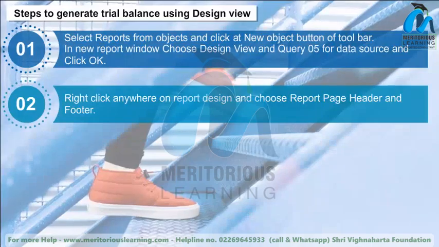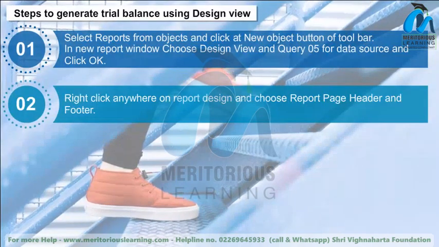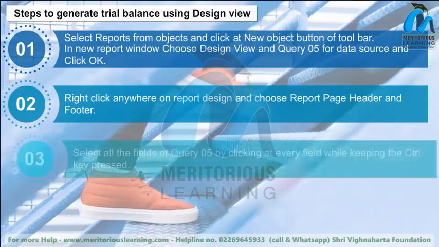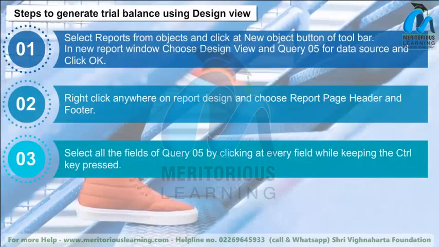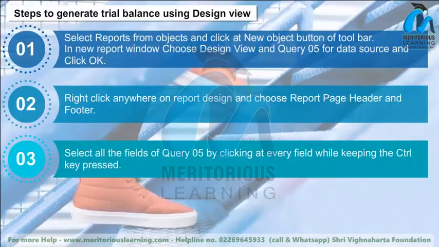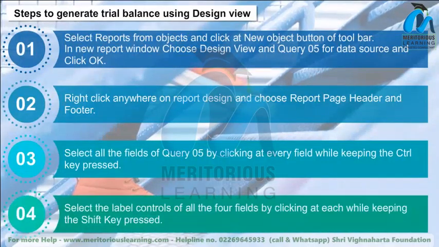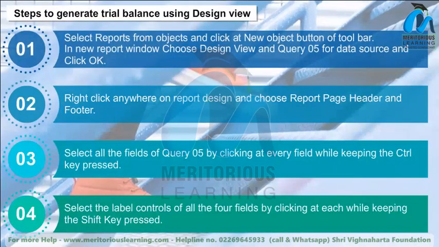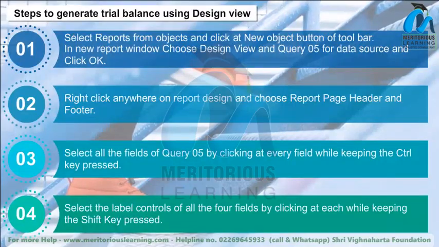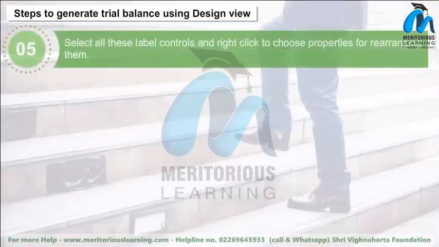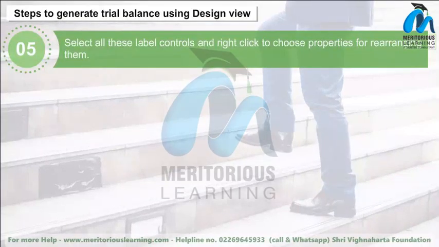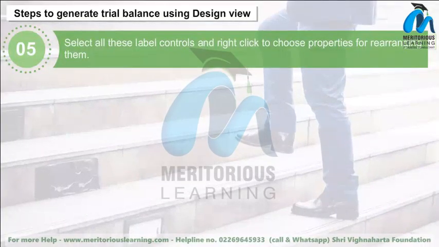2. Right-click anywhere on Report Design and choose Report Page, Header and Footer. 3. Select all the fields of Query 05 by clicking at every field while keeping the Control key pressed. 4. Select the label controls of all the 4 fields by clicking at each while keeping the Shift key pressed. 5. Select all these label controls and right-click to choose properties for rearranging them.